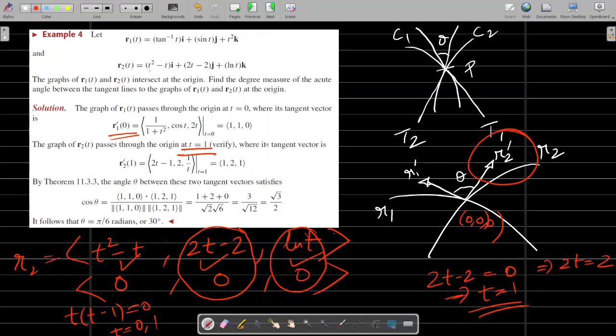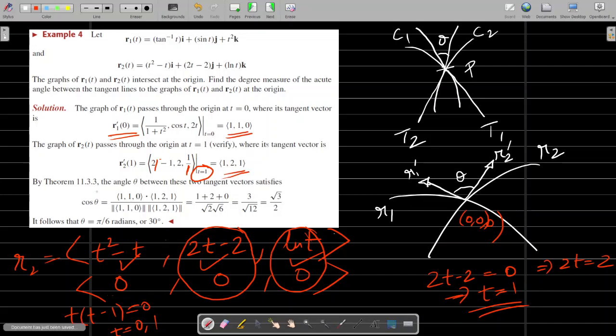Now r2 dash: the first component t square minus t has derivative 2t minus 1. The second component 2t minus 2 has derivative 2. The third component log t has derivative 1 by t. Now find the value of all these components at t equal to 1, and that will give you r2 dash of 1. So when I substitute t equal to 1, I get 2 into 1 minus 1, which is 1. The second value is 2, a constant, there is no t there. The third value is 1 by 1, which is equal to 1. So this is r1 dash at 0, and this is r2 dash at 1.